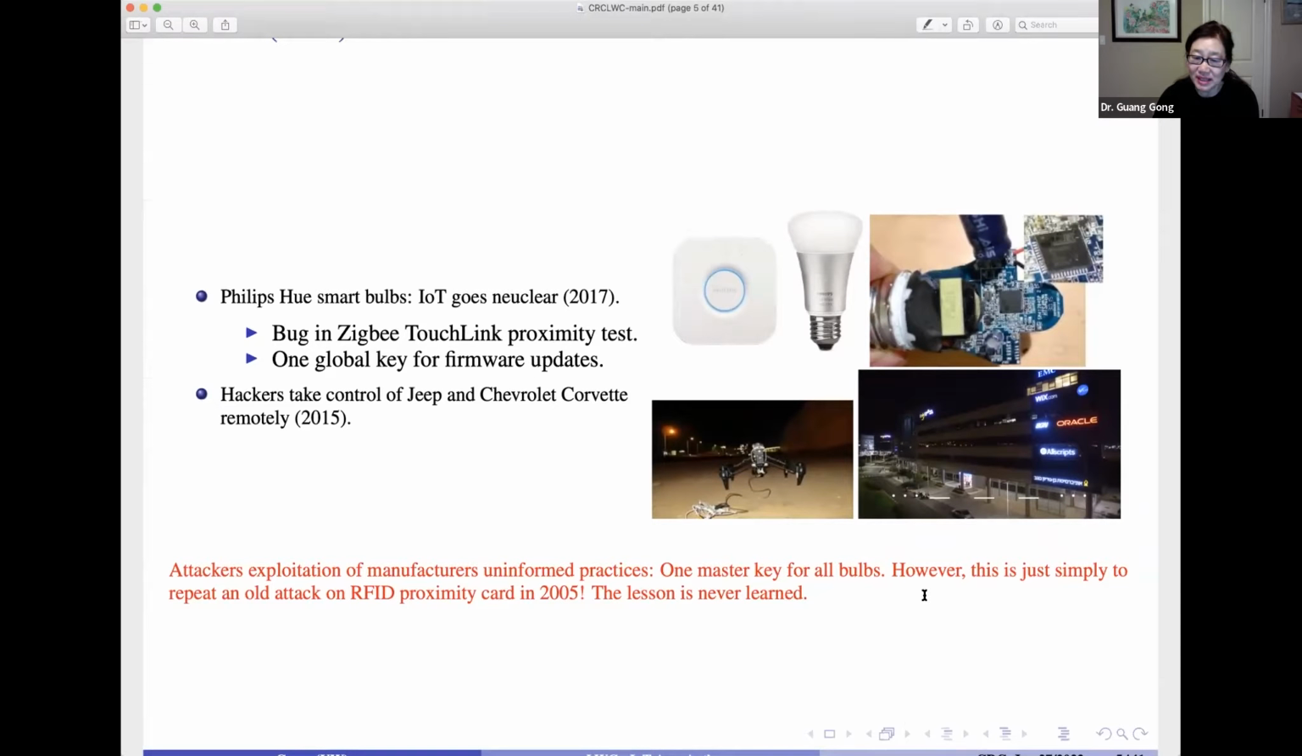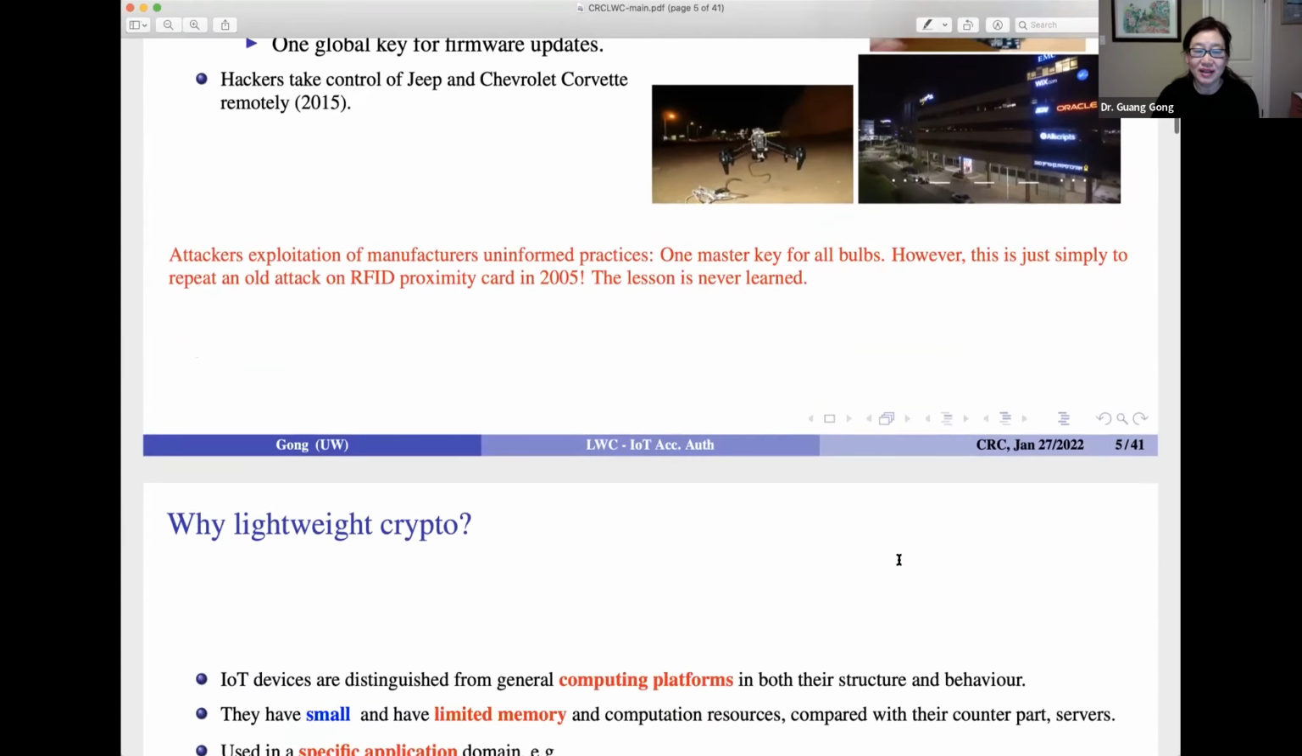For this type of attack, basically, for each device the manufacturer should use a different master key. However, they use one master key for all devices. That's why an attacker can just break one device, and then they can attack many devices.